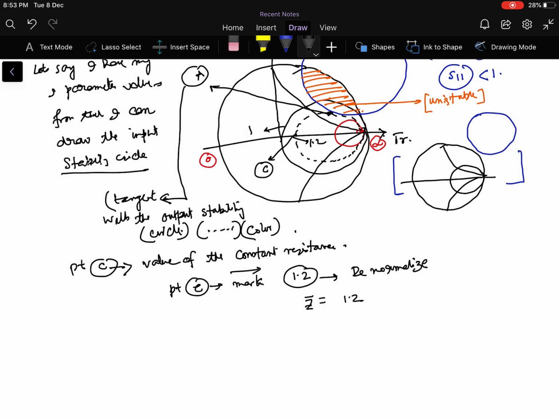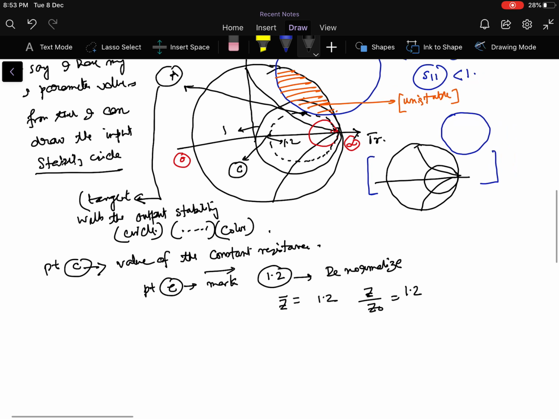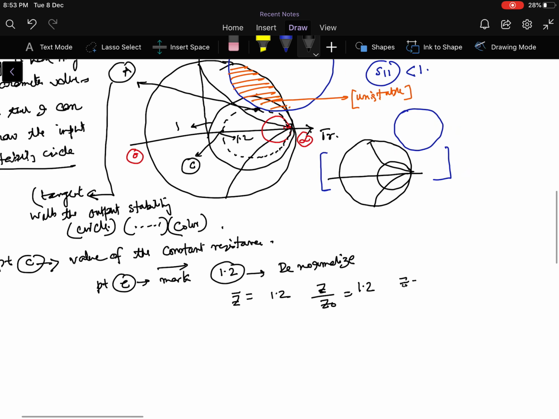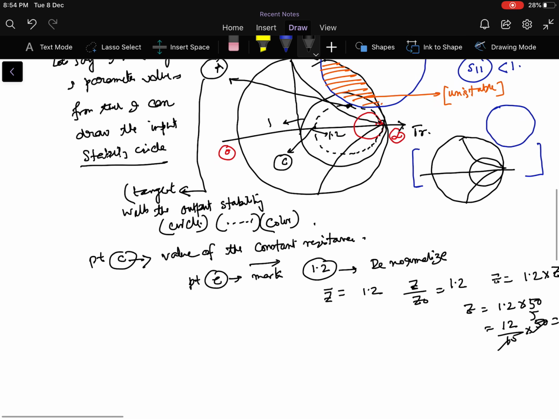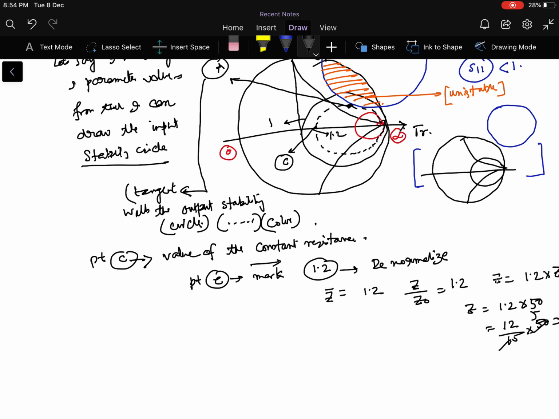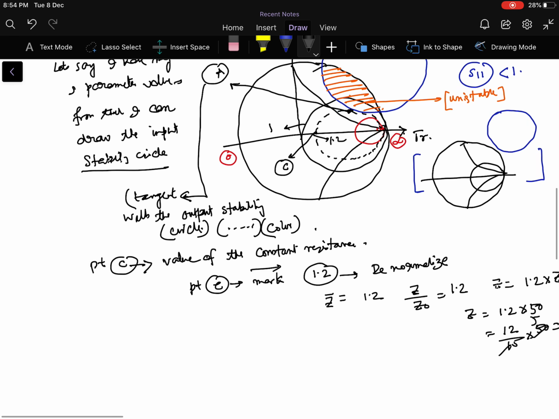So the value that I have got is Z by Z0 equal to 1.2. So Z equal to 1.2 into Z0. So it will be 12 by 10 into 50, 60 ohm. Now this 60 ohm resistance is important.